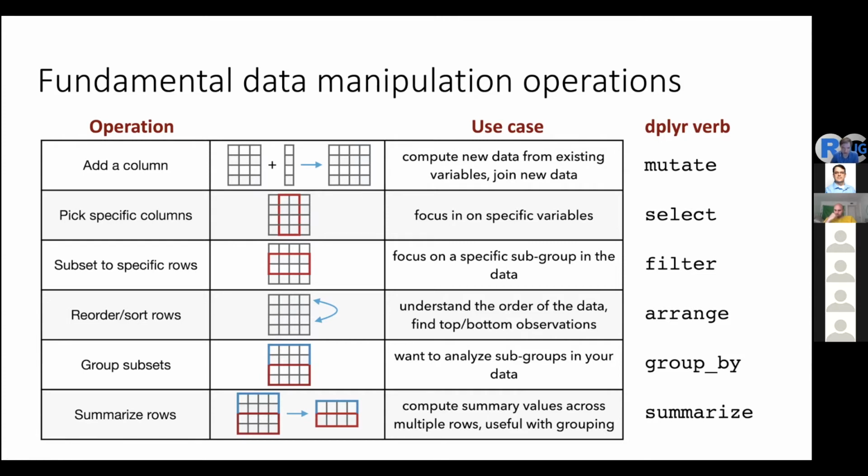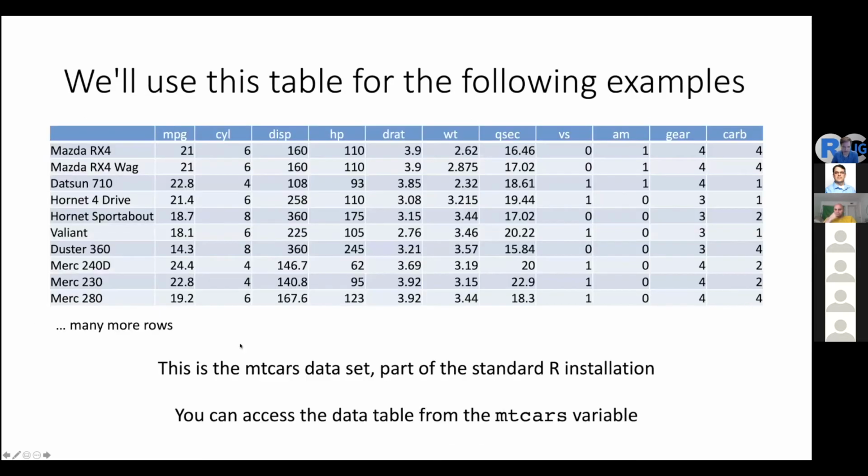So let's take a look at some of these examples here. And I'll run some R code as well, so we can see these in practice. We're going to use the mtcars data set. It's a small data table, kind of basic, trivial kind of data set here, but hopefully will be easy to understand. You can access this from the R terminal just by typing mtcars.